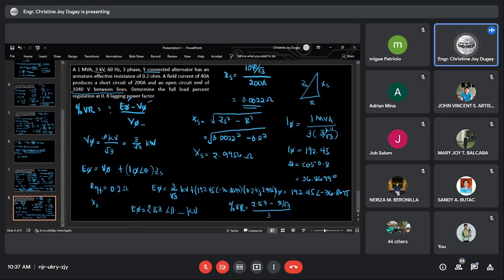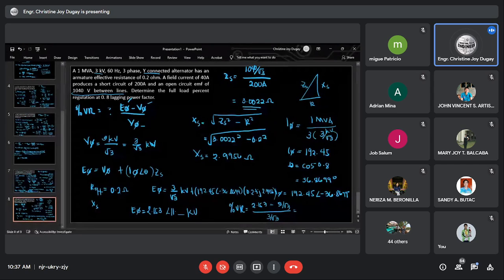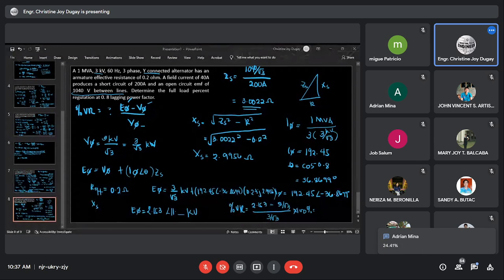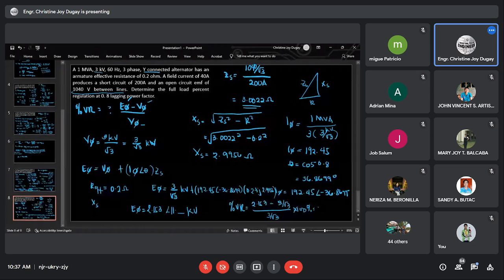Naka-KV naman na yan, no? So 3 over square root of 3. So what is now the value of our percent regulation? Ano na po ang percent natin? Multiply nyo lang siya ng 100%. Ilan po ito? 24.41 percent, no? So that is now the final answer.